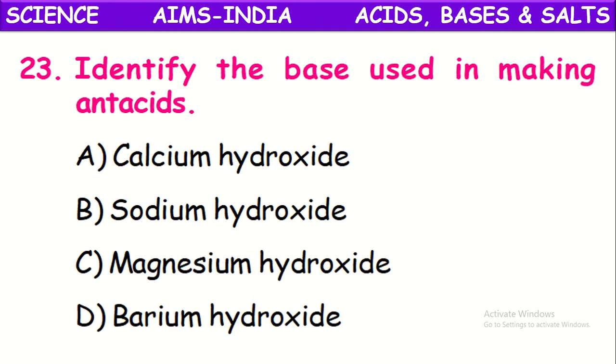Next, identify the base used in making antacids. So what base is used in making of antacids? Magnesium hydroxide. The solution of magnesium hydroxide is called milk of magnesia. So it is used to control the effect of acidity. Okay, magnesium hydroxide.